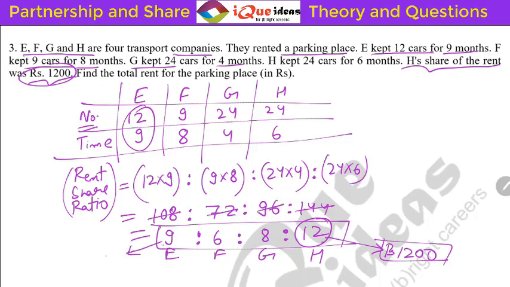Let me write this also. The 9 will be 900 rupees. Okay, this 6 will be 600 rupees. All right, this 8 will be 800 rupees. All right, so these are the shares of each one.